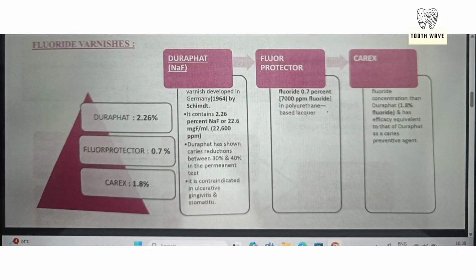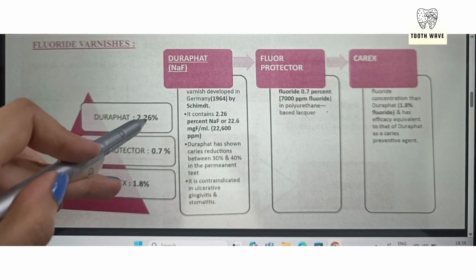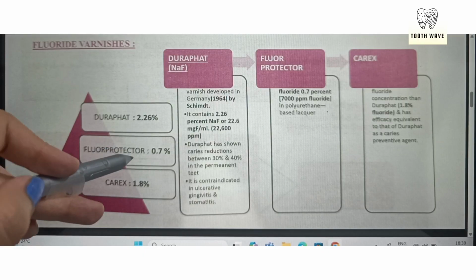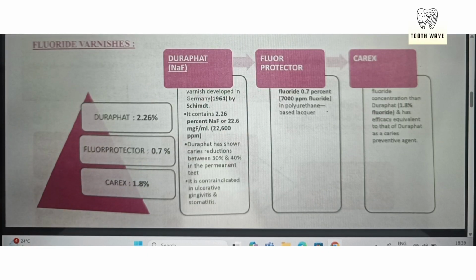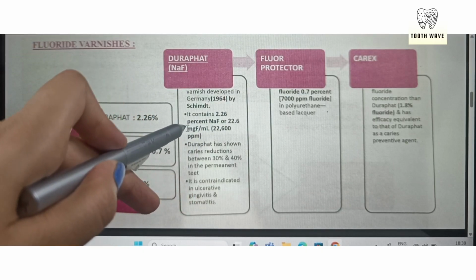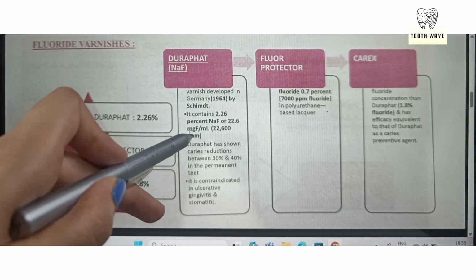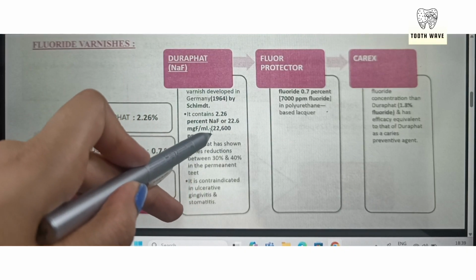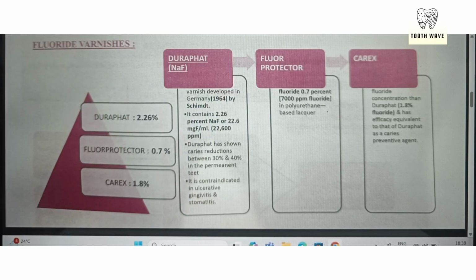Fluoride varnishes, you have to remember their concentration. Duraphat 2.26%, Fluor Protector 0.7%, Carex 1.8%. Do remember that Duraphat contains 2.26% sodium fluoride, or 22.6 milligram fluoride per ml, that is 22,600 ppm. You have to remember this point also.